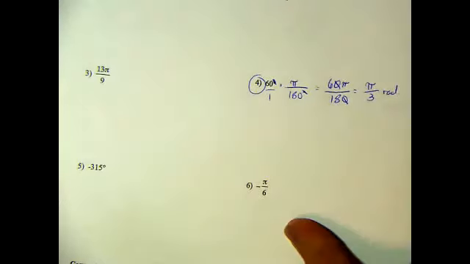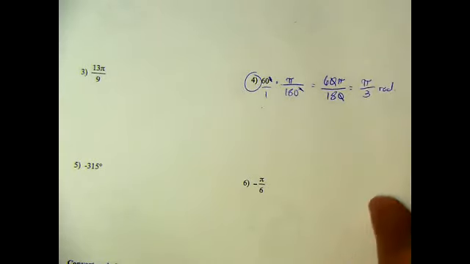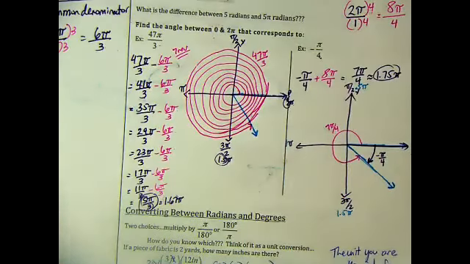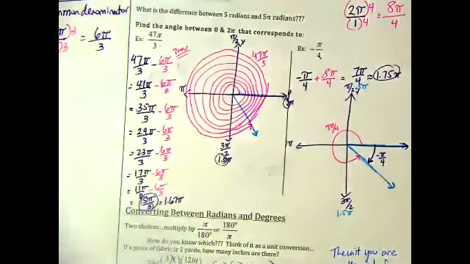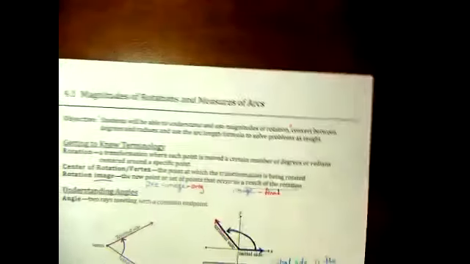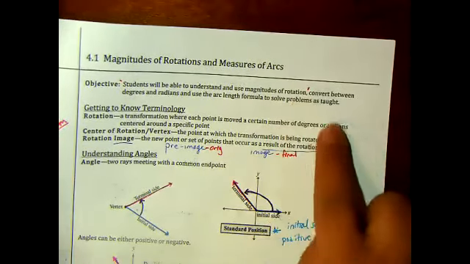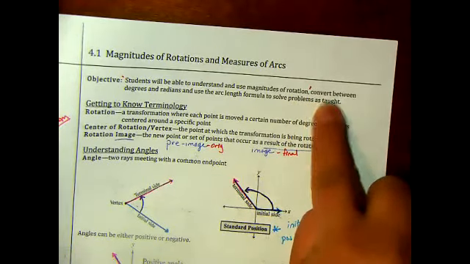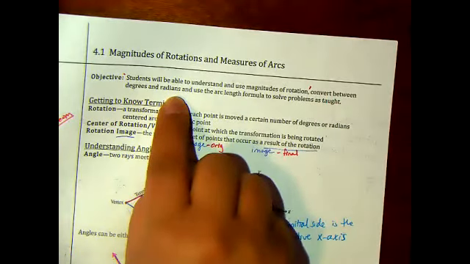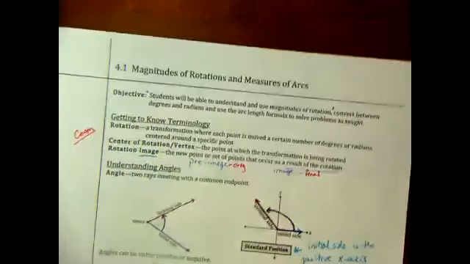Okay, the rest of this is your classwork for the day, in addition to the other classwork. So I do want to move on to our arc length. Okay, so we learned how to convert radians to degrees, right, from our objective here. So on Tuesday, we talked about the magnitudes of rotation. Okay, today we talked about so far converting between degrees and radians. And next is using the arc length formula. Okay, so we're going to go ahead and talk about the arc length formula now.